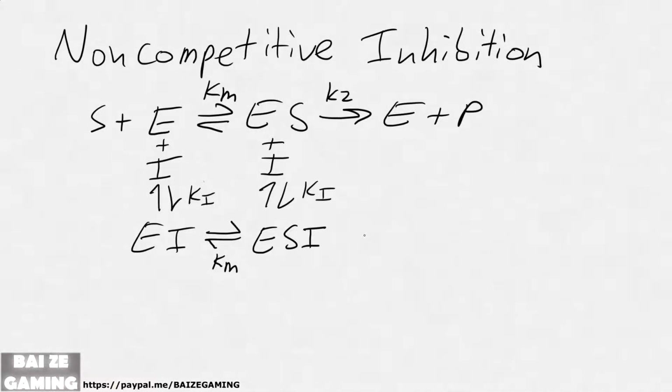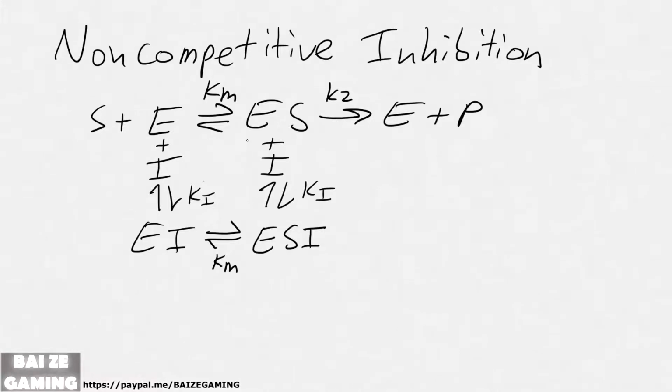Okay, so let's do another example. Now this one is called noncompetitive inhibition, and as you can see, we have inhibitor chemical I. It's going to bind both the free enzyme and the enzyme substrate complex, and these will make even more complexes. One of them is ESI and the other one is EI, and this is not necessarily the only kind of non-competitive inhibition that you'll see.